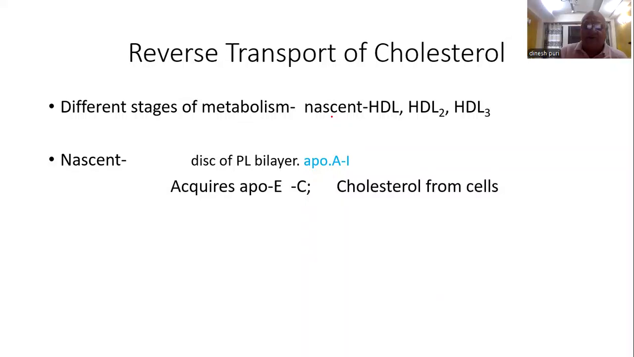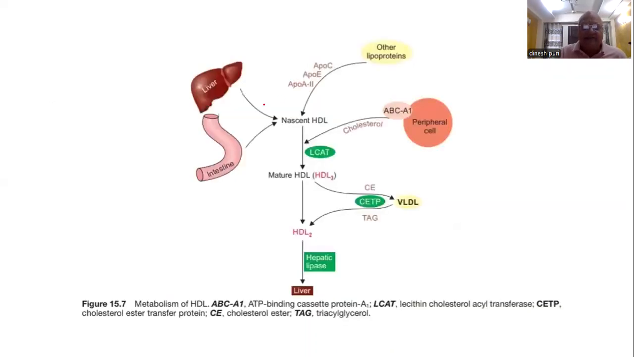The various stages of metabolism are nascent HDL, HDL2, HDL3, etc. First of all, nascent HDL comes into the picture. This is the first one, which is produced from the intestine and liver. Now we will see that this is going to carry cholesterol from peripheral tissues and take it to the liver, from where it will be eliminated. But before that, it acquires apolipoproteins from the other lipoprotein fractions.